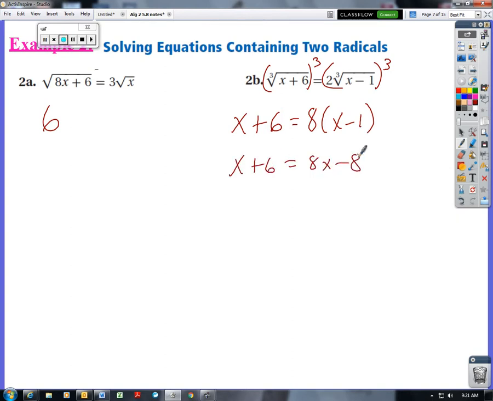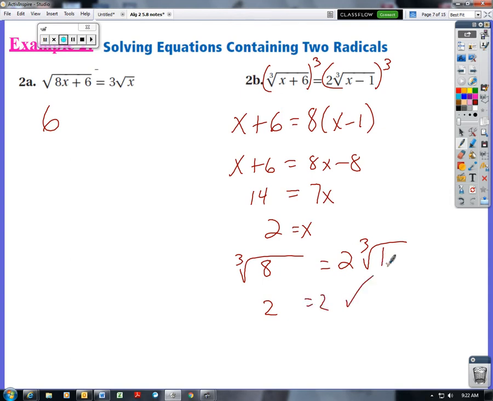I need to get my x's on the same side. I'm going to subtract x and get it over here. I'm going to add my 8 and get 14 over here. I'm going to divide both sides by 7 and get 2. And I need to check. Cube root of 2 plus 6, that's cube root of 8, that's going to be 2. And then over here I have 2 times the cube root of 2 minus 1, which is 1. Cube root of 1 is 1. 1 times 2 is 2. It checks.